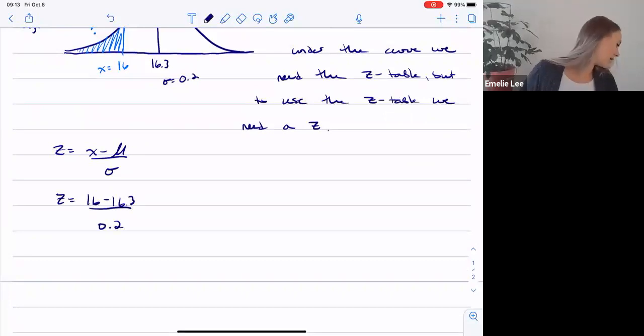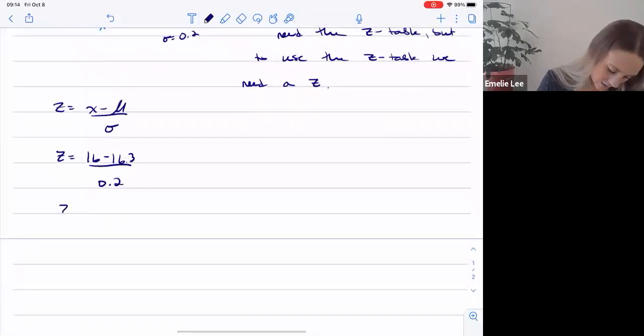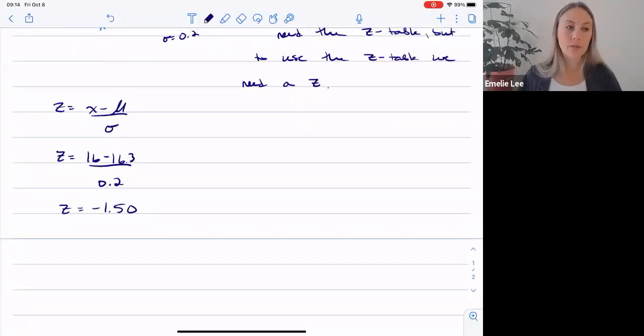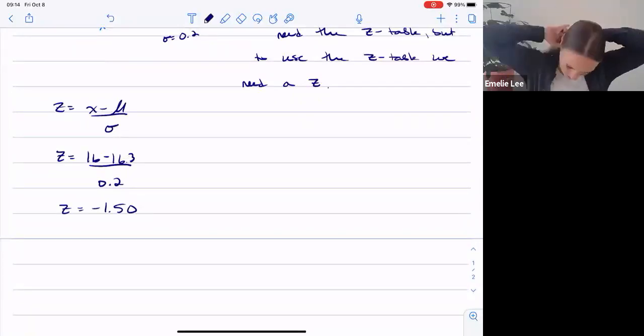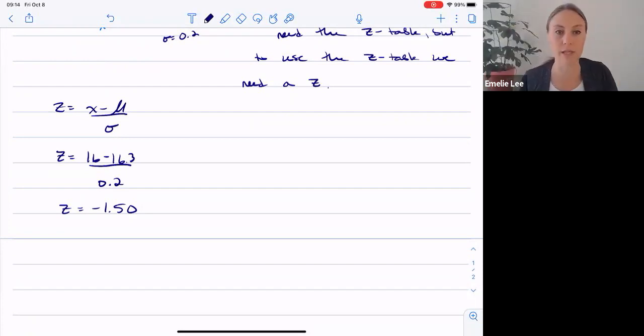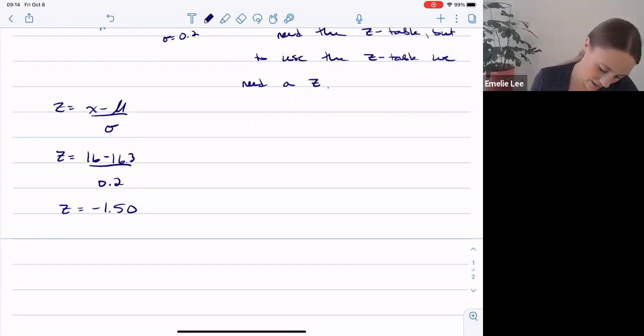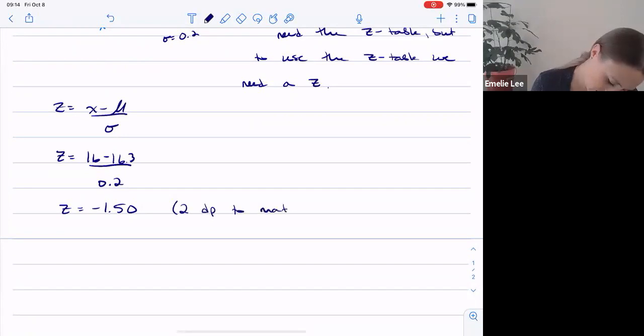And I'll bust out my calculator here. 16 minus 16.3, divided by 0.2, puts me at a Z of negative 1.50, right? I'm going to tack on that second decimal place because Z should be to 2 decimal places to match the Z table. You don't need the 0, but 2 decimal places to match the Z table.